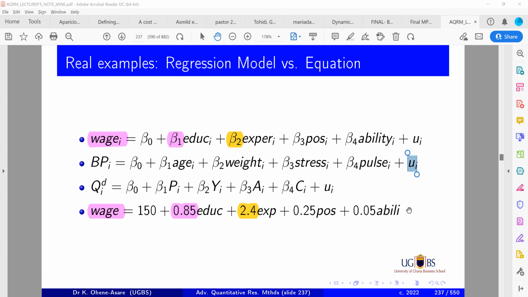It is unobserved. So when you look at the relationship between you and your spouse, there are several factors that can affect the relationship. Some people will say money can affect the relationship. Somebody will say communication. Somebody will say several other things, but there are certain factors that are not observed. Those factors you can't think about, and you don't want them to influence your relationship. And so the error term, you would wish that the value of the error term is 0.